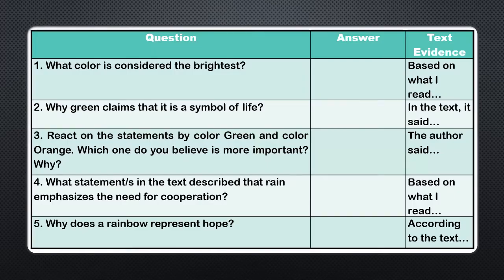Question number 1. What color is considered the brightest? Text evidence, based on what I read. Question number 2. Why does green claim that it is a symbol of life? Text evidence. In the text, it said, question number 3. React on the statements by color green and color orange. Which one do you believe is more important? Why? Text evidence, the author said. Question number 4. What statement or statements in the text describe that rain emphasizes the need for cooperation? Text evidence, based on what I read. Question number 5. Why does a rainbow represent hope? Text evidence, according to the text. Then answer the questions using text evidence in the second column.